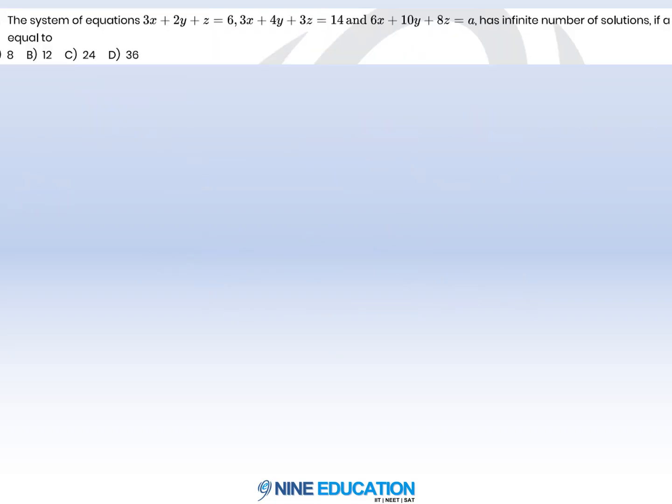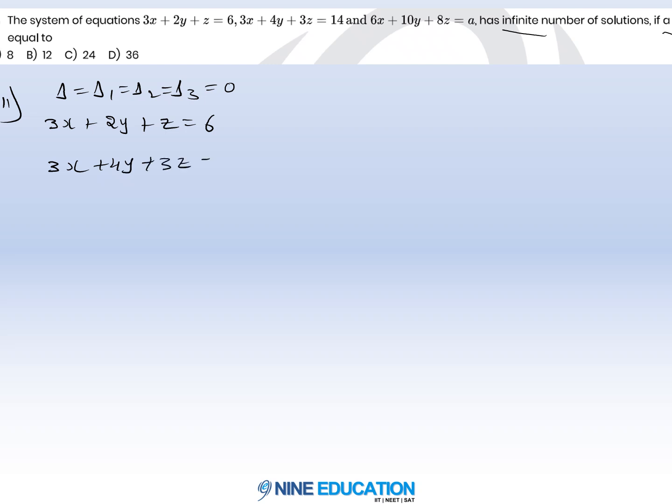Let's discuss question number 11. A system of linear equations is given which has an infinite number of solutions. We know the condition for infinite solutions: delta, delta 1, delta 2, delta 3, all four delta values will be 0. In this we need to find the value of the unknown A. Let's write all the linear equations first. 3x plus 2y plus z equals 6. The second equation is 3x plus 4y plus 3z equals 14. The third equation is 6x plus 10y plus 8z equals A. We need to find this unknown value A.